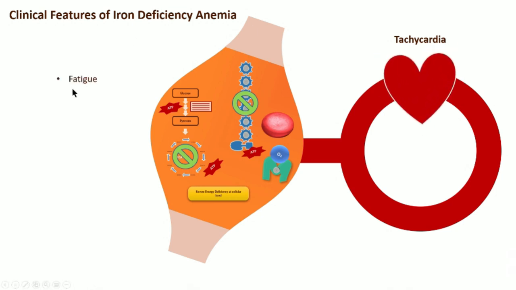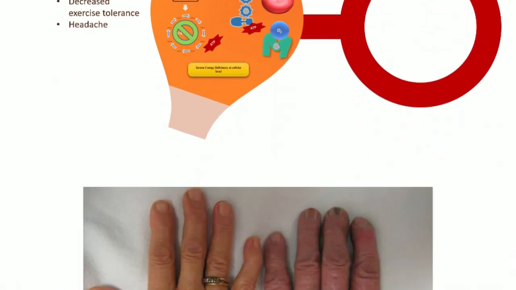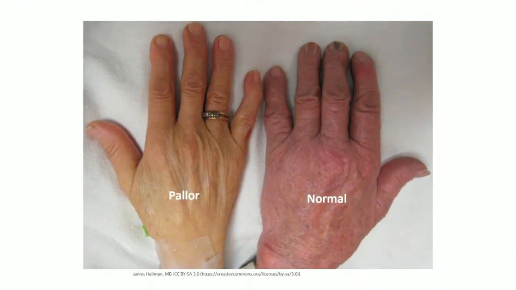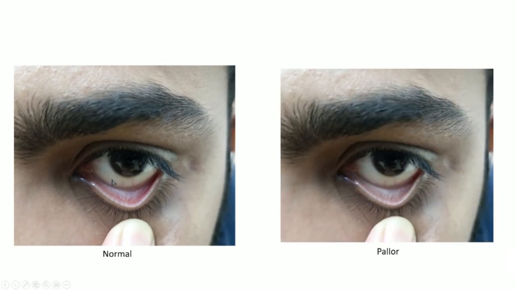Then it would lead to fatigue, breathlessness on exertion, and decreased exercise tolerance, and of course there could be headache. As you know, hemoglobin imparts red color to blood, so in anemia, in any anemia, not just iron deficiency anemia, there would be generalized pallor of skin. The conjunctiva of the eye is richly supplied with capillaries. So this pallor would be especially evident from the conjunctiva of the eye. So in anemia, there would be conjunctival pallor. This is an important sign which is elicited during general physical examination of anemia.